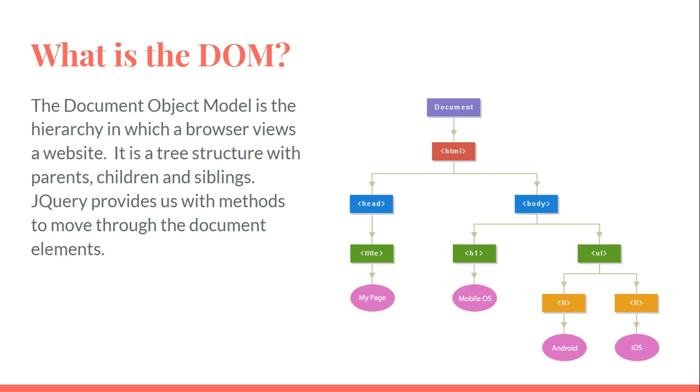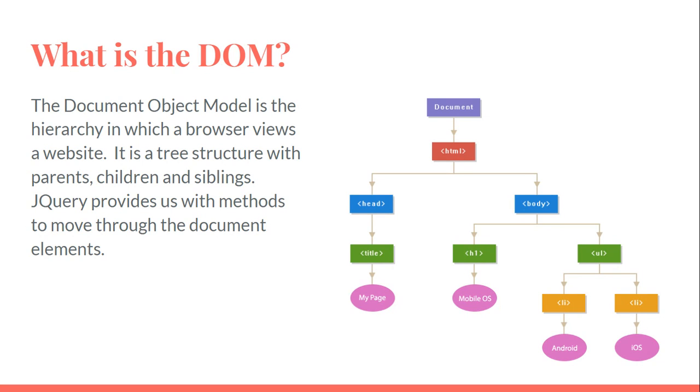So we write our code, and then the browser behind the scenes views it in this tree format, almost like a family tree, where we talk about parents and children and siblings. For example, head and body are siblings, HTML is their parent, they are children of the HTML tag. So it works just like a family tree.